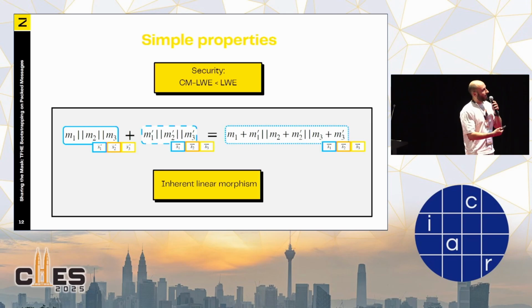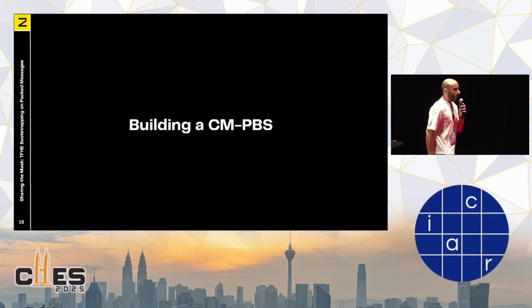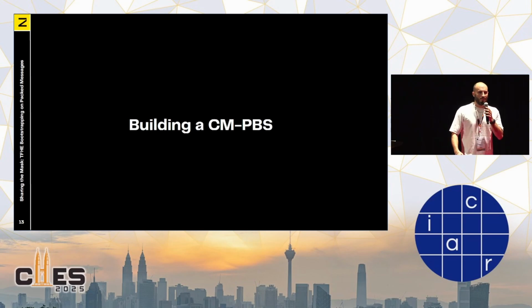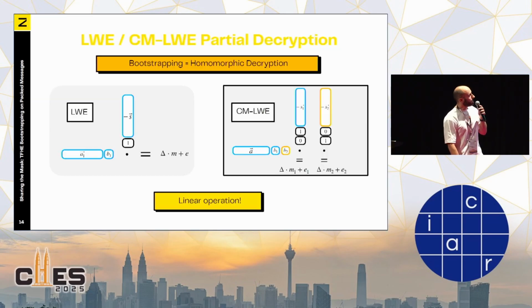The second thing is that we also have the inherent linear morphism, right? We are also using scalar product, inner product, and this kind of thing. So there is no reason why we should not have this kind of linearity in the ciphertext. So we are able to compute the sum pretty easily. This is the same way of doing it as with the classical LWEs. Okay, so that's good. The thing is, what we want to do in here is build a bootstrap. And so let's have a look at how to do that.